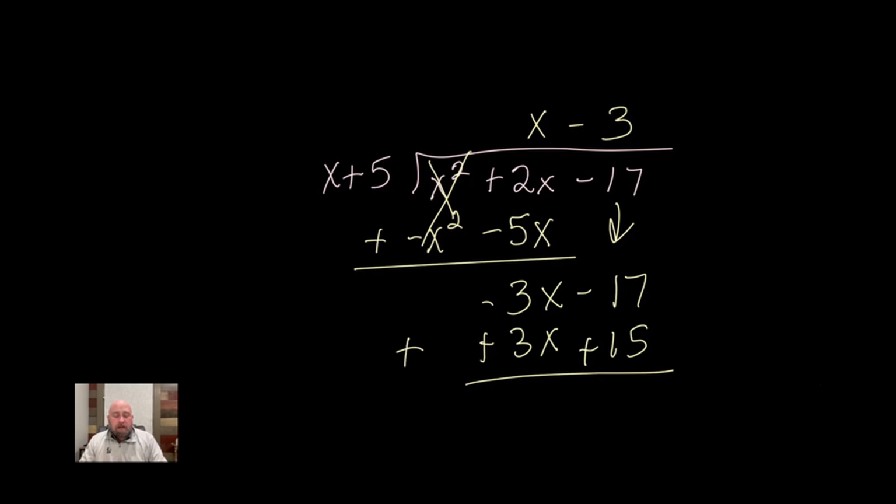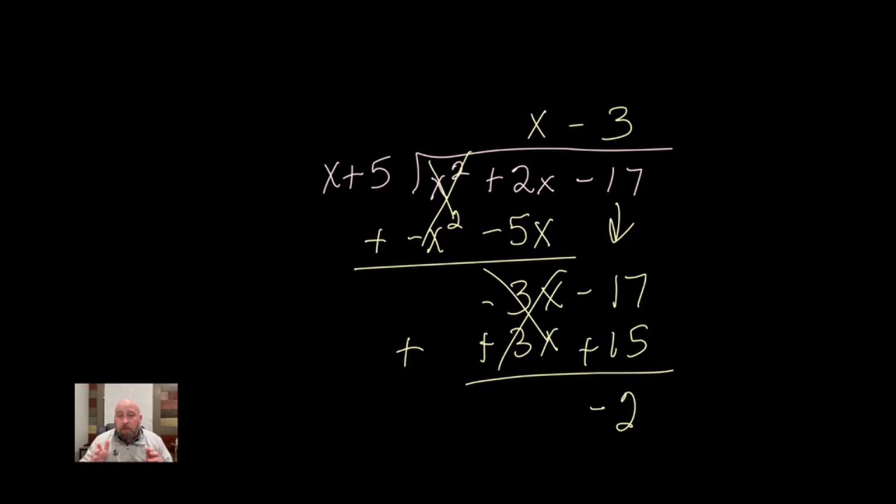Okay. So again, same thing here. This one's going to cancel. Now we have a negative 17 and a positive 15. So subtract 17 minus 15 is 2. And the negative is larger, so it's going to be negative 2.